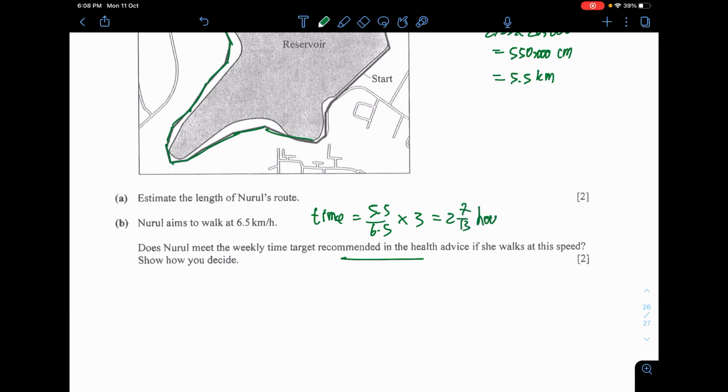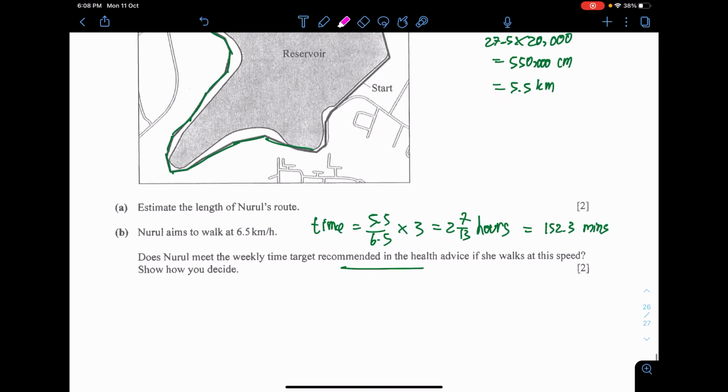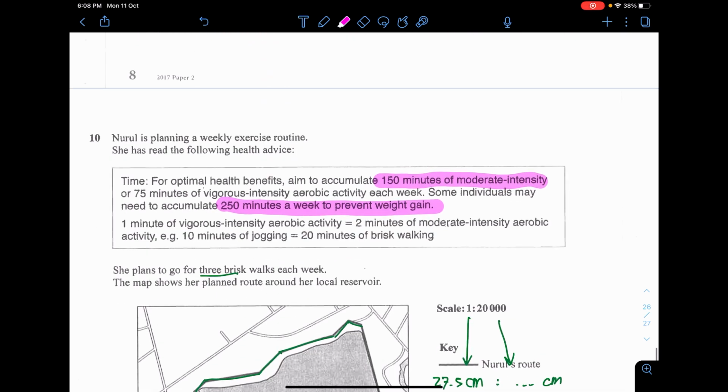Hours then. Well, that takes quite a long time. You can make it into minutes also, meaning I just take this and multiply by 60. I will get 152.3 minutes, somewhat. Now let's look at the commentary here. For optimal health, the aim is to accumulate 150 minutes of moderate to vigorous intensity training. Some people might accumulate 250 for preventing weight gain. Is she actually preventing the weight gain? Never say that lah. We never say that.